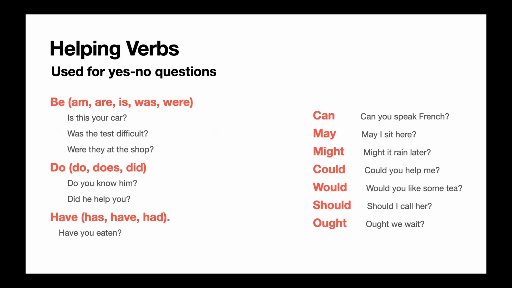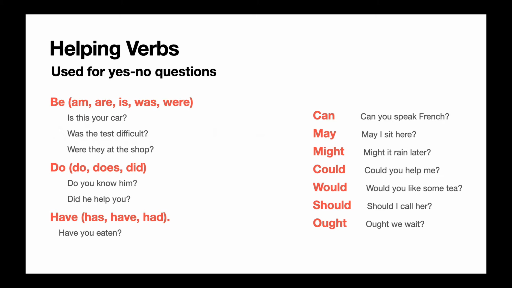In Lesson 9, we talked about the three primary helping verbs be, do, and have, and these are used at the beginning of yes-no questions. So, for example, is this your car, or was the test difficult, or are they at the shop? These are all questions that you could answer with a yes or a no.